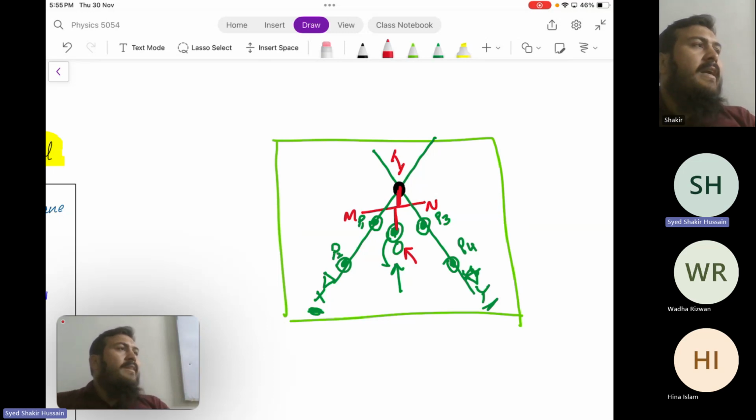Number four, the image is laterally inverted. The image is laterally inverted, meaning the left side looks right and right side looks left. It's horizontally flipped, right? Property number four is done.